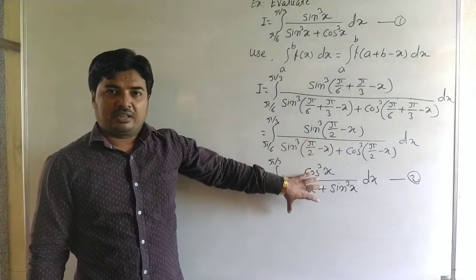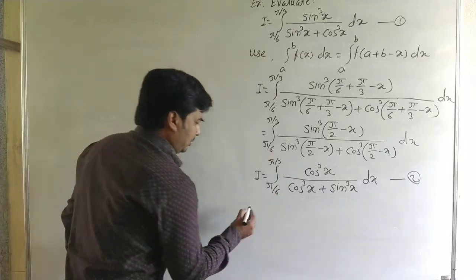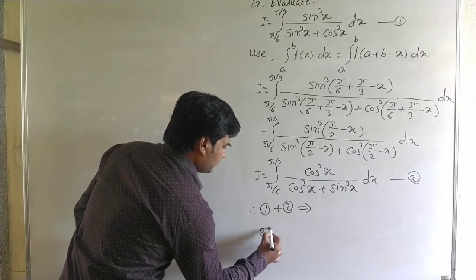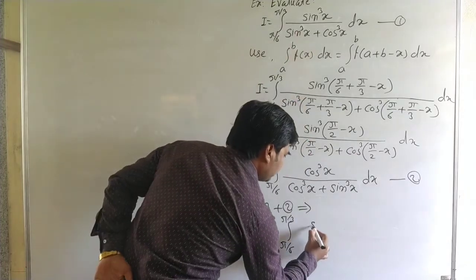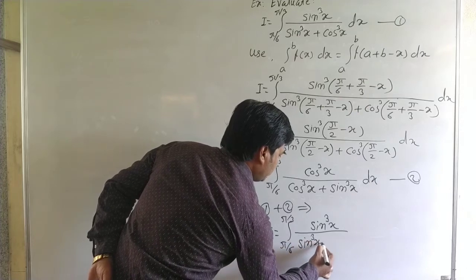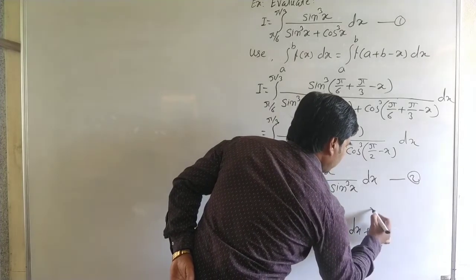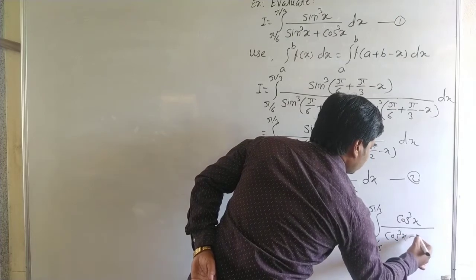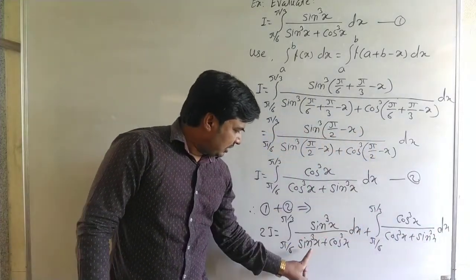After using the property, we get this integral, and the method of finding the integral by using the property of definite integral is adding both integrals. Therefore equation number 1 plus equation number 2 gives 2I is equal to integral pi by 6 to pi by 3 sine cube x upon sine cube x plus cos cube x dx plus integral pi by 6 to pi by 3 cos cube x upon cos cube x plus sine cube x dx. Here the limits are the same and the denominators are the same.